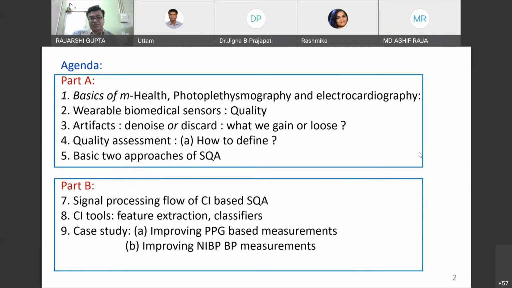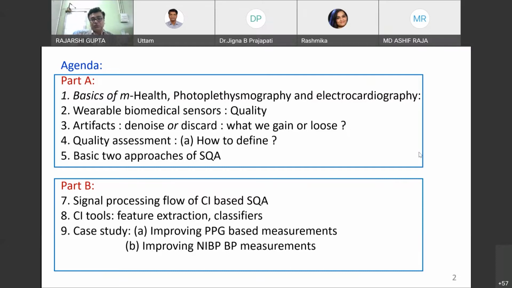Most of these quality issues come from artifacts, which are basically unwanted signals, noise. Many of these signals become corrupted due to artifacts. Not only does corruption occur due to the presence of noise, like hand movement, but a part of the quality issue also comes from the loosening of the sensors. So there should be a proper policy guideline on whether we will denoise the corrupted signal or discard the signal.